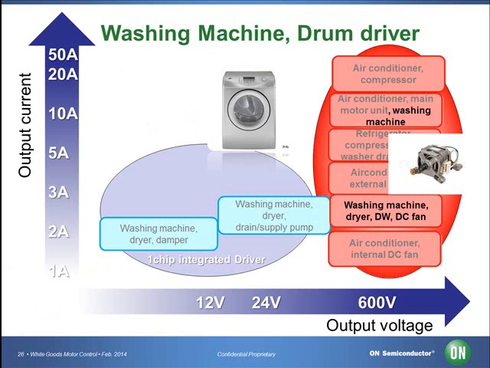Within the washing machine, the drum driver must drive the largest motor, typically in the 10 amp range. The ON Semiconductor Integrated Power Module, or IPM, for 3-phase BLDC motors is the most advanced product series covering the requirements. This integrated solution provides high efficiency, excellent heat dissipation, robust design, and reliable operation.